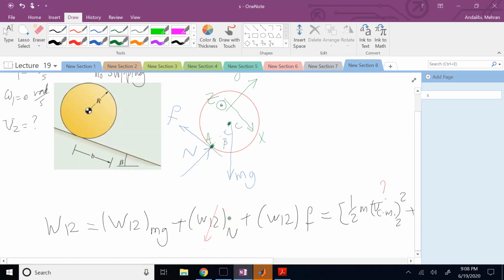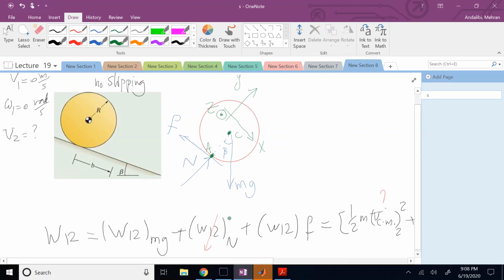N and f, again, these two are applied to point A. And what is the velocity of point A? A is the contact point, and here you have no slipping. No slipping means the velocity of point A is equal to 0. Work happens when there is a force and a displacement. When there is no displacement, even for that moment, there is no work. Another way to look at it: power was force times velocity. When velocity is 0, power is 0.